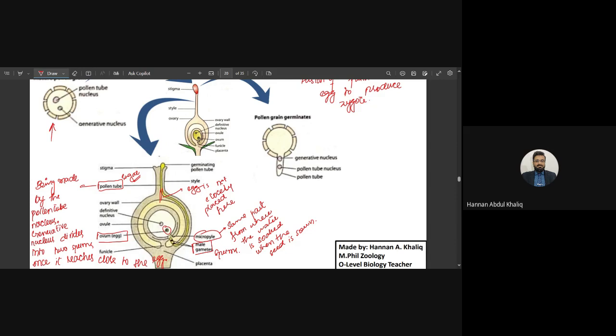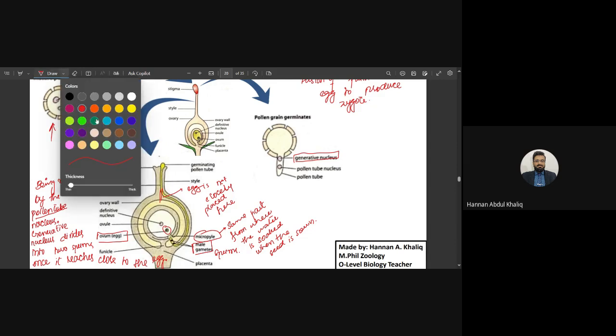So the pollen tube is being made by the pollen tube nucleus, but the generative nucleus would not divide until it reaches closer to the egg. What is the benefit of it? Basically, the sperms are very fragile, so they are not made earlier. They would be made when the generative nucleus is sufficiently closer to the egg.